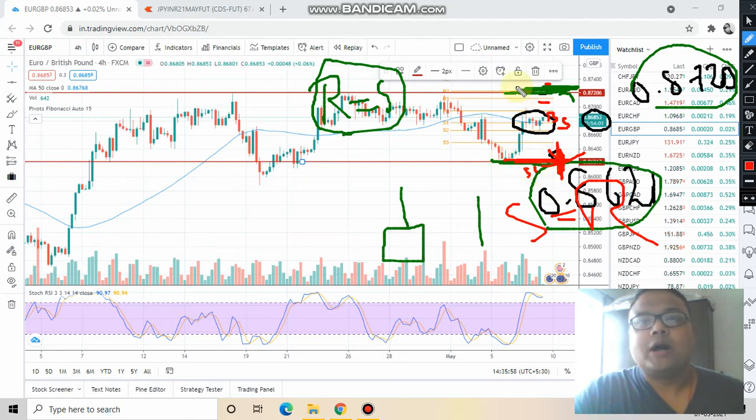So these two are the levels that you need to look for, and right now the market is trading in the middle. This is not the area of value. If you trade here, you'll be going against the trading discipline, you'll be gambling with your hard-earned money. So this is it.